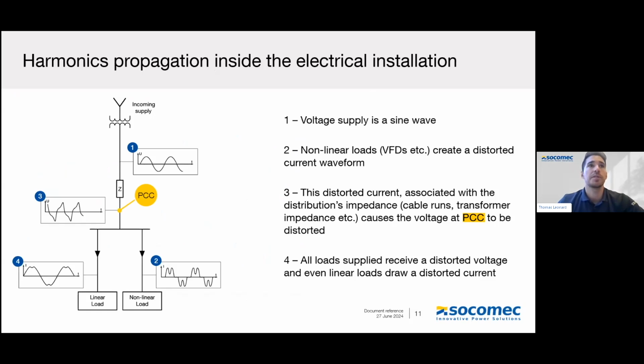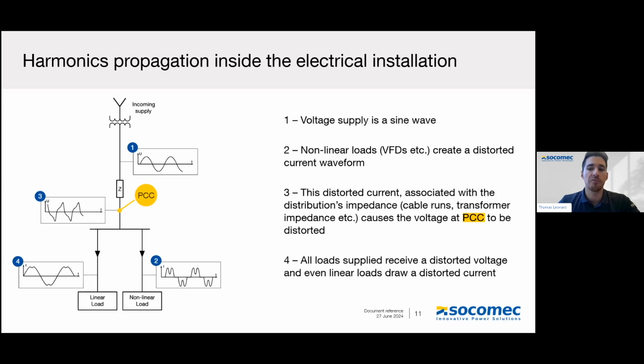It's interesting to look at and understand the propagation of harmonics within the electrical installation, and we can look at this in different steps. Step one is your voltage supply, and ideally it's a sine wave, a clean sine wave free of harmonics. But within your electrical installations, you may have linear and nonlinear loads. Your nonlinear loads, such as VFDs for motors, will create a distorted current waveform.